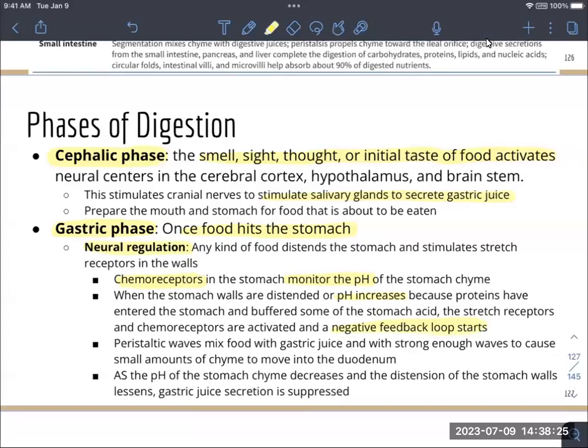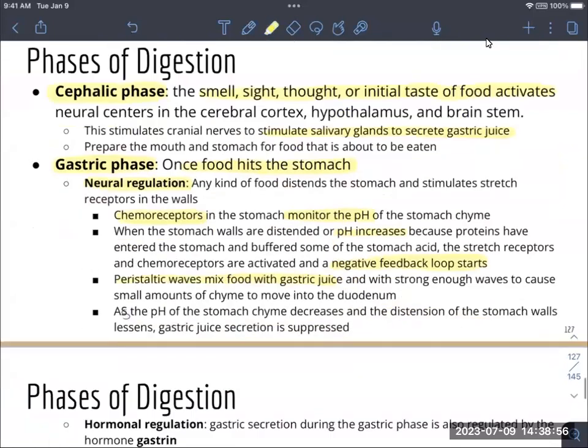This causes peristaltic waves to mix that food with the gastric juices, and these waves are eventually going to start pushing that chyme into that duodenum. So as the pH in the stomach chyme starts to decrease back down and the distension of the stomach walls lessens, we'd stop secreting out as much gastric juices.